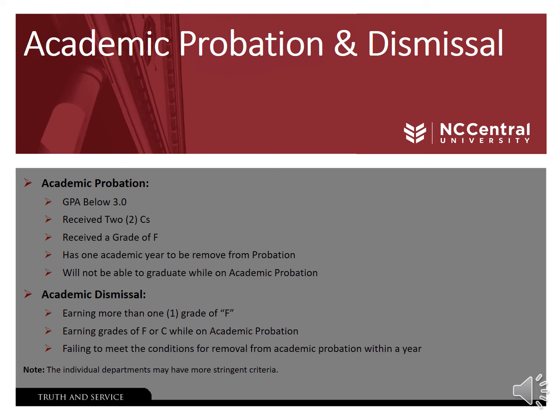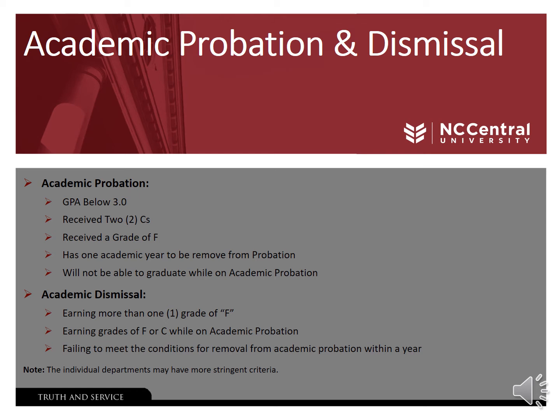Two very important notes for students on academic probation are: one, the students on academic probation have 1 academic year to remedy their situation and be removed from probation. Otherwise, they will be dismissed. And two, students on academic probation will not be able to graduate until they have met the conditions to be removed from academic probation. Now, let's look at academic dismissal.